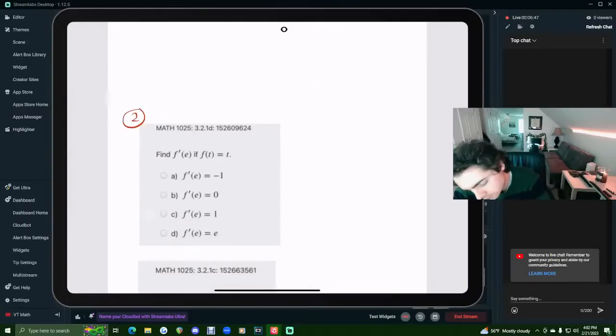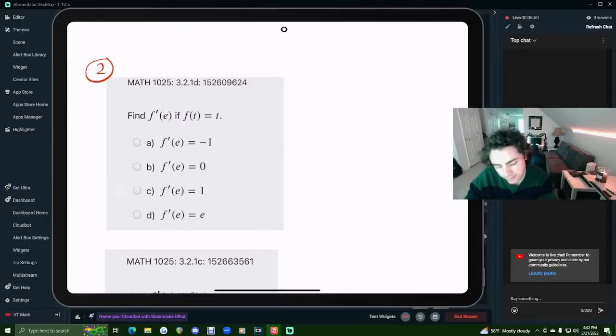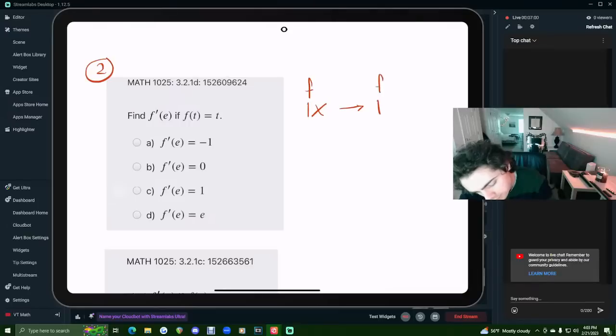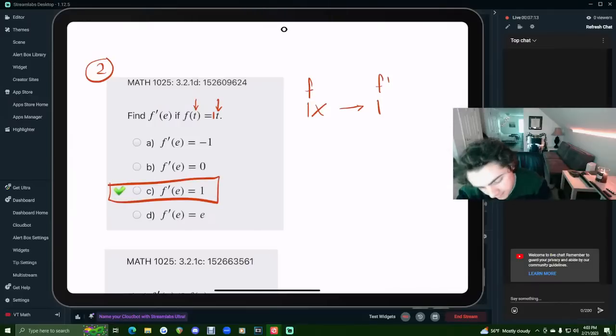Number 2. This is testing the idea that anytime you have a derivative of just 1x, the derivative is just 1. So if f is equal to 1x, then f prime is equal to just 1. Same thing goes for any other variable. So if it's f of t equals 1t, then the derivative should just be 1. And it does not matter what x value they're asking about. They're basically saying, if you have f of t equals t, then its derivative will just be 1.